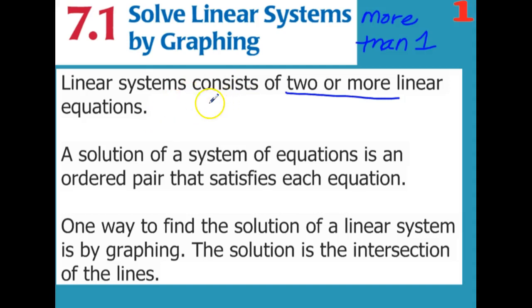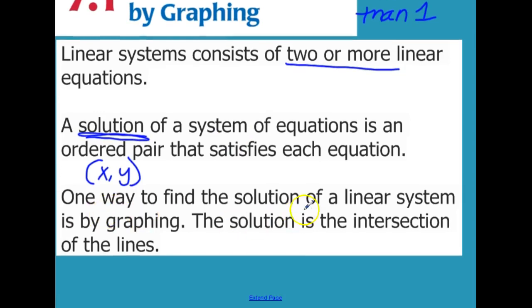So two equations or two lines. And then the solution or the answer to our problem that we're going to solve here, a solution to a system of equations is an ordered pair. So x comma y. That ordered pair is going to be our answer that satisfies each equation, or it works in both equations. It says one way to find the solution is by graphing. The solution is the intersection of the lines, or where they cross.